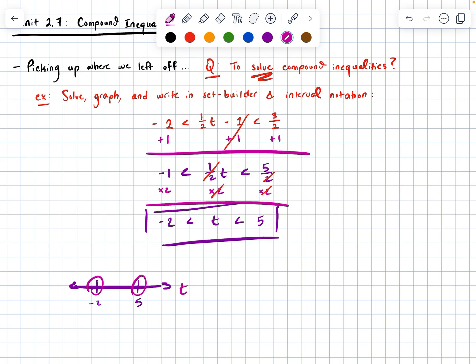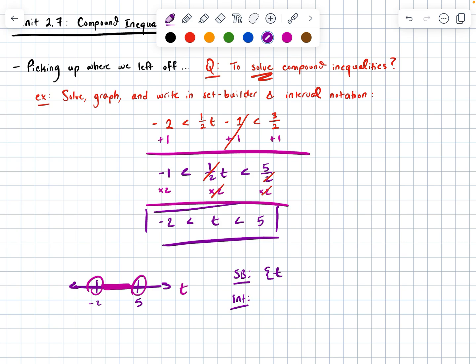And then notice the values of t, they're stuck in between the -2 and the 5. So everything in between the -2 and 5 on the number line is what I'm going to shade in. Fantastic. Let's do our notations. Again, same idea as before. Nothing has fundamentally changed. Set builder notation is going to still be written exactly the same way.